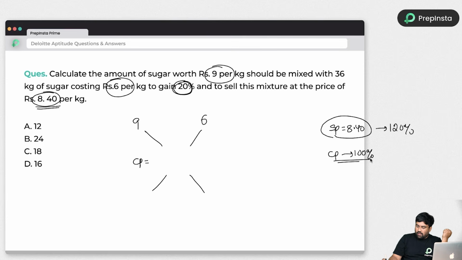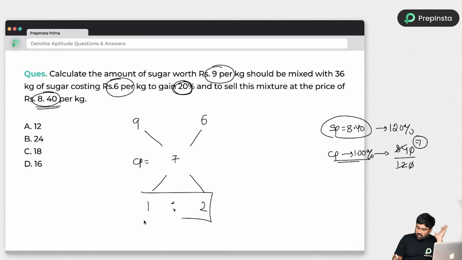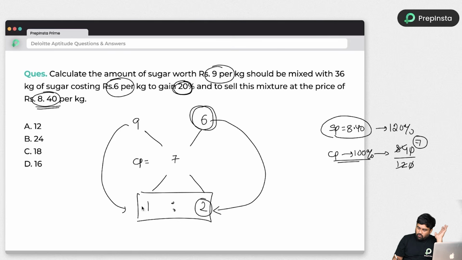So simply, what is 100%? 120% is 840, and divided by 120, it will cancel exactly 7 times. So cost price is 7 rupees. So the difference is 1 is to 2. So for every 2 kgs of 6 rupees type, we need to mix 1 kg of 9 rupees type. This is the alligation mixture, simple concept.